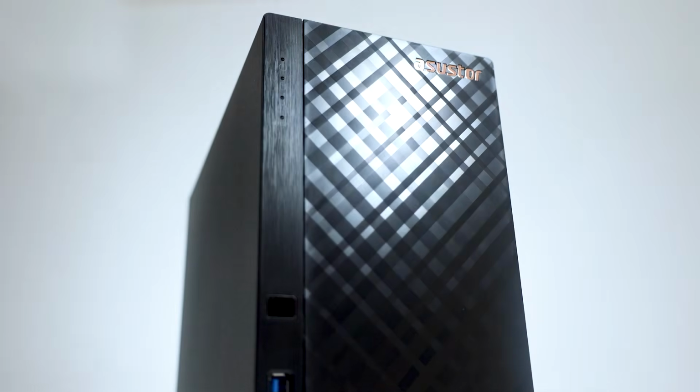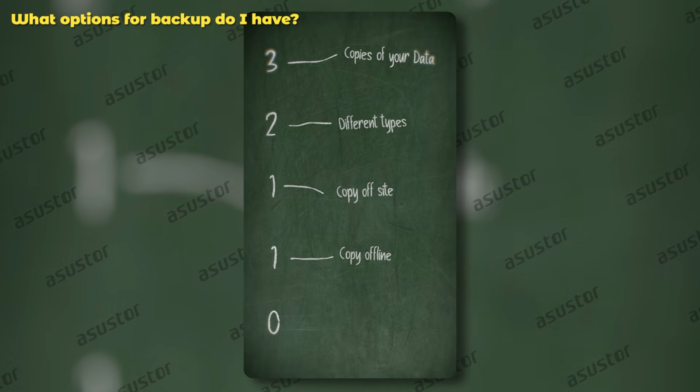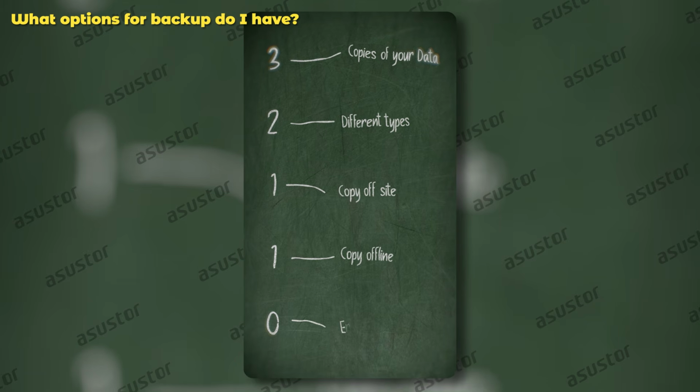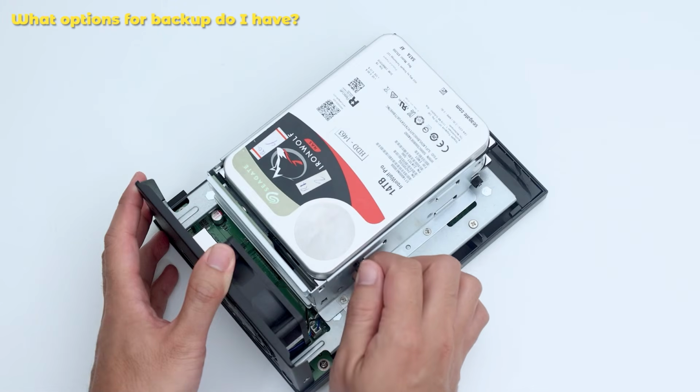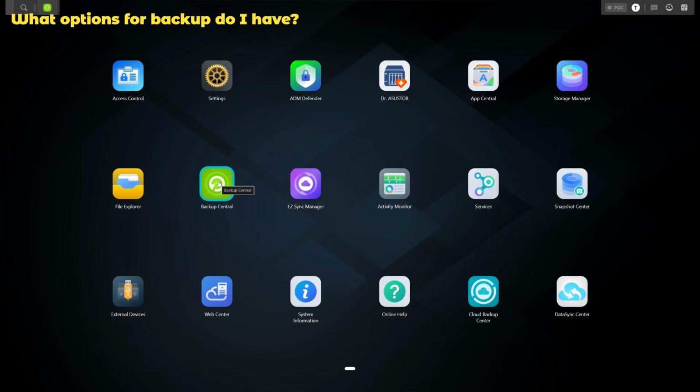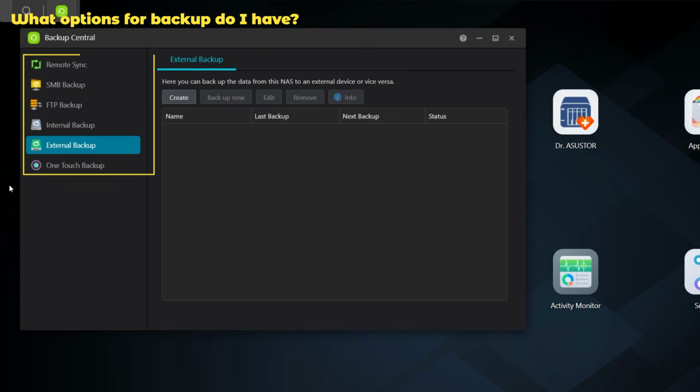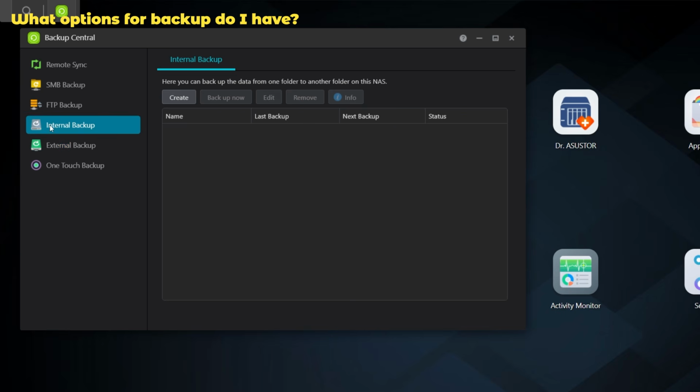ASUSTOR offers many ways to back up your data. In general, we recommend the 3-2-1-1-0 backup strategy as close to foolproof. But even having a single backup is better than nothing. The app Backup Central can handle a variety of backup solutions. The easiest is an external backup to a USB drive or other local drive, but you can also do an internal backup to your My Archive drive, or use protocols like rsync, FTP, or SMB to connect your NAS to any protocol-ready device and back up your data regularly.